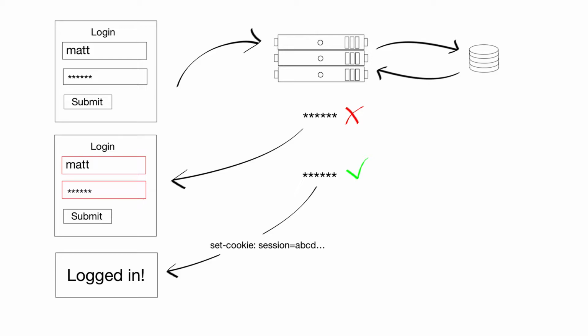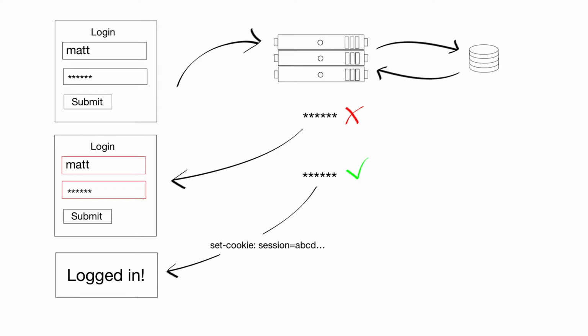The first step is for the user to provide their credentials. This is normally done by filling out a form on a web page. The credentials are then posted to a server. On the server, we try to find a matching user from some data store and we check the password validity.